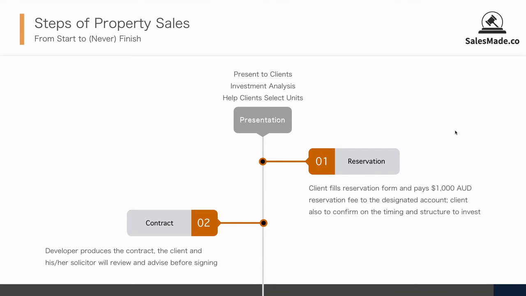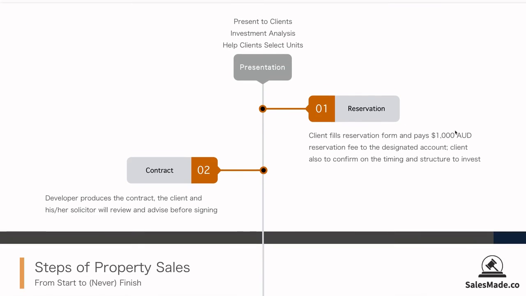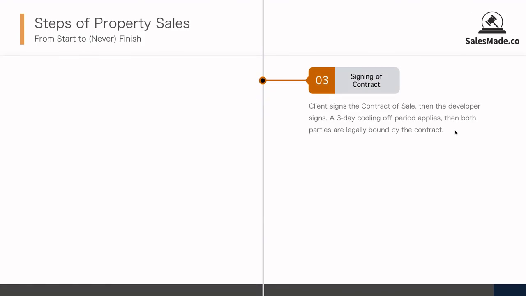So after reservation, the developer has its lawyer produce the contract for you, which says what lot the buyer is trying to purchase, who the buyer is, who the seller is, and what the different terms are, and all that sort of thing. The contract is pretty comprehensive. The buyer and the solicitor will review and advise before signing. That's the second step. The third step is basically the signing of the contract.